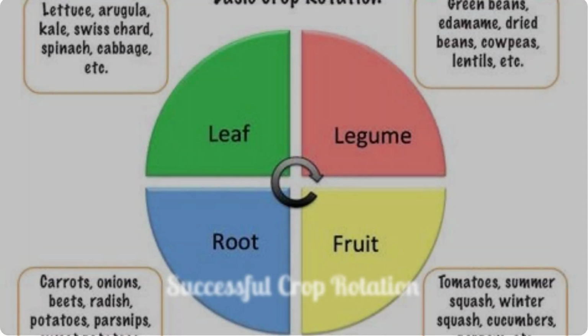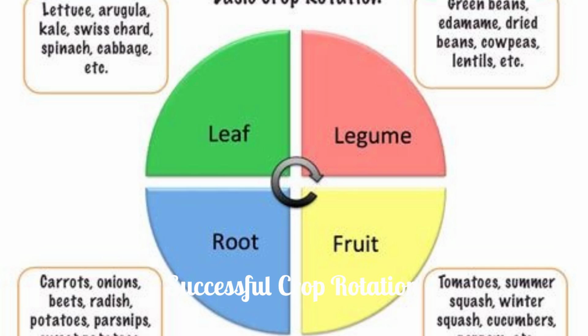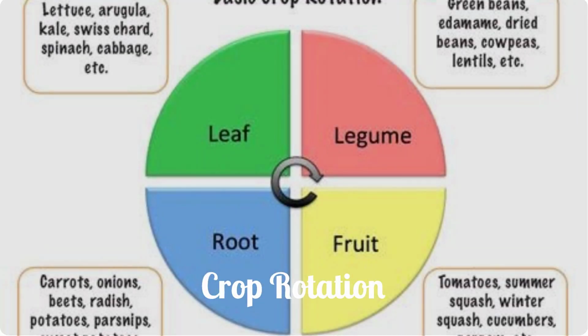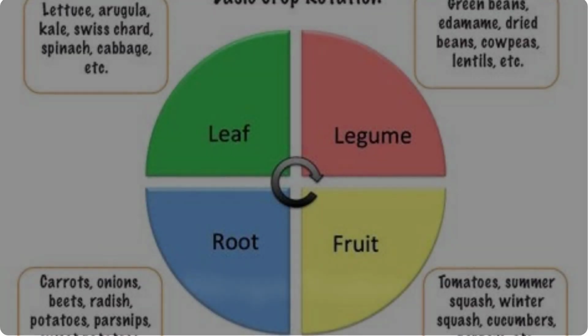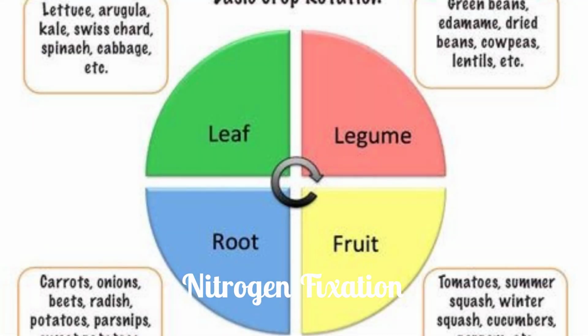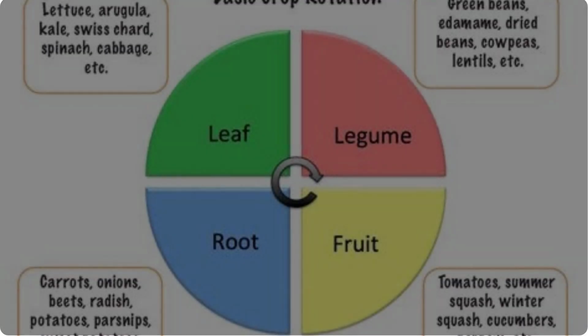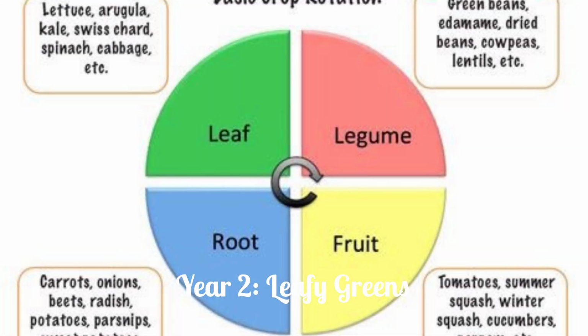Case study: successful crop rotation implementation. Consider a home gardener who implemented a 4-year crop rotation plan. Year 1, planted legumes to fix nitrogen in the soil. Year 2, followed with leafy greens that benefited from the increased nitrogen.